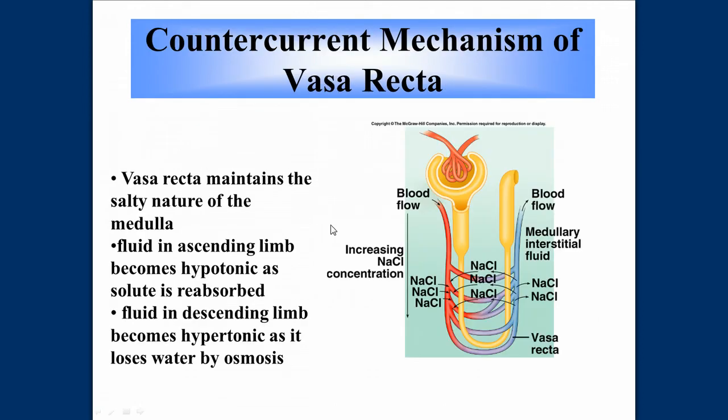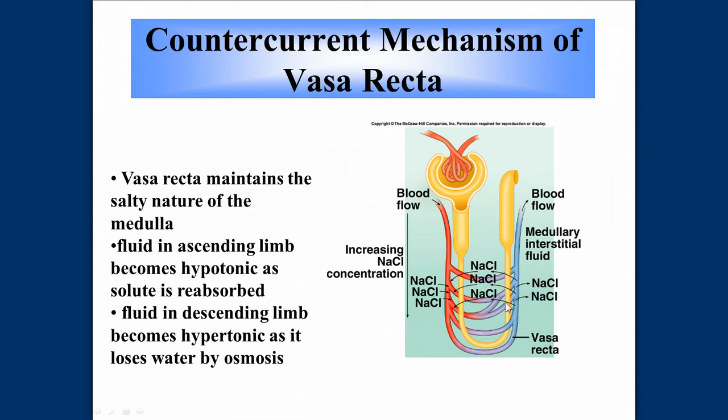Now the vasa recta maintains the salty nature of the medulla area of the kidney. The fluid in the ascending limb becomes more hypotonic, meaning that it has less solute. It is losing the sodium and the potassium, so it's becoming hypotonic as compared to the interstitial fluid, because it's losing the sodium and potassium as the solute is reabsorbed.